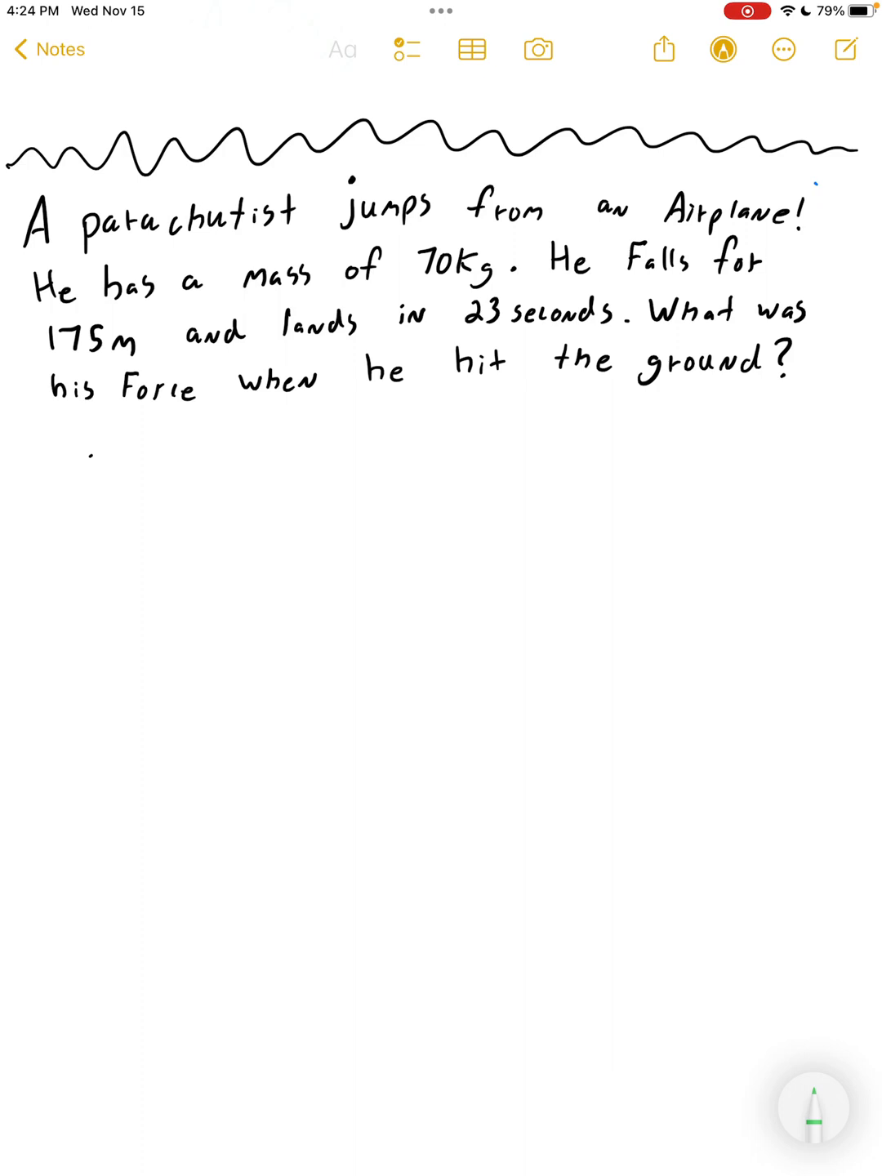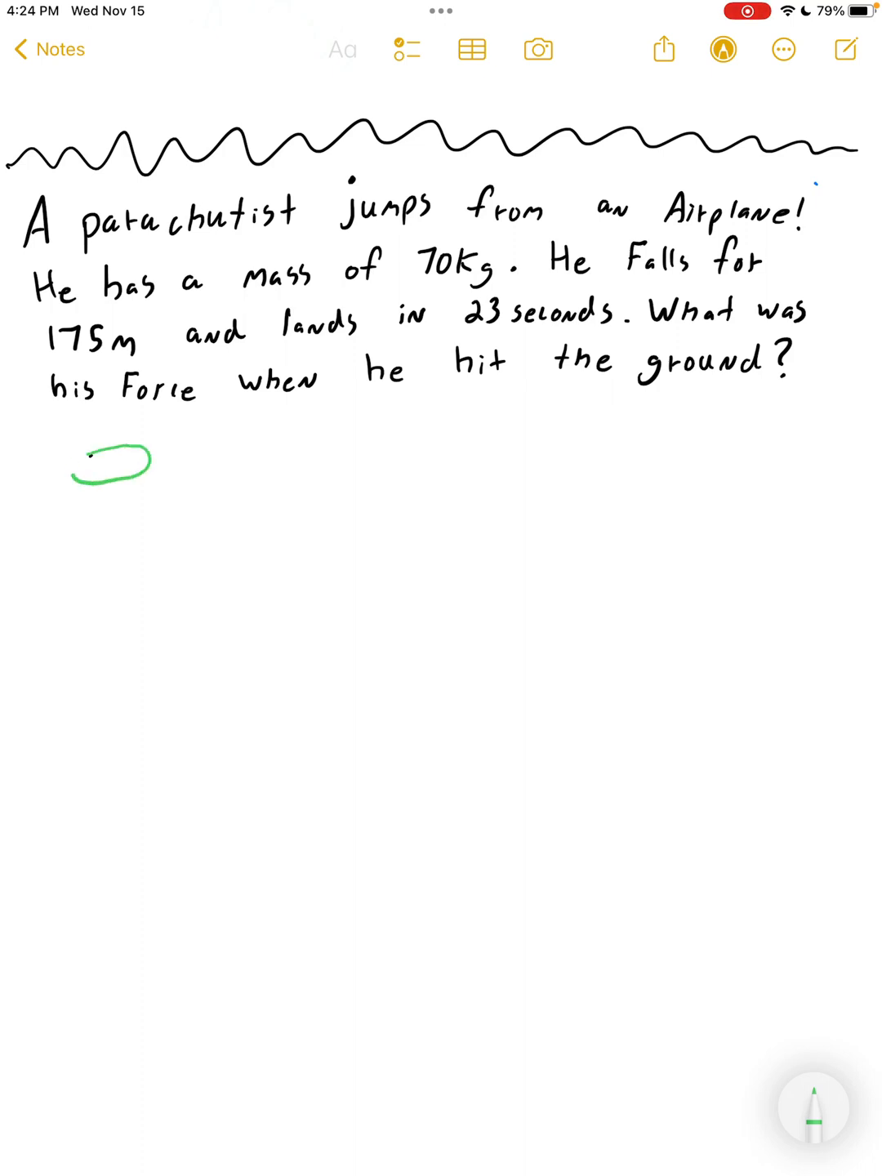So the parachutist, I actually had to look up how to spell that word. A parachutist jumps from an airplane. He has a mass of 70 kilograms. He falls for 175 meters and lands in 23 seconds. What was his force when he hit the ground?